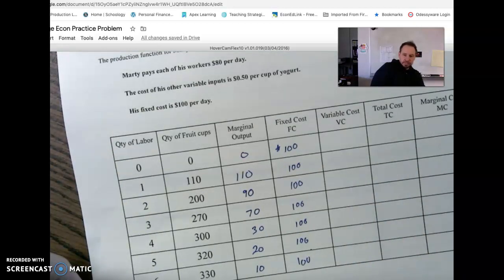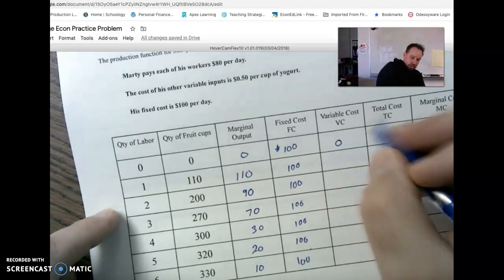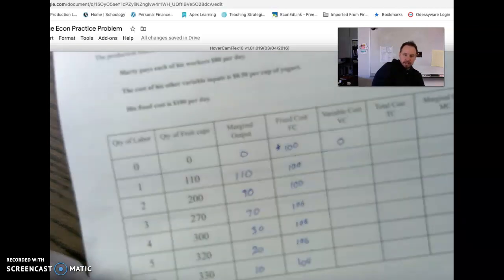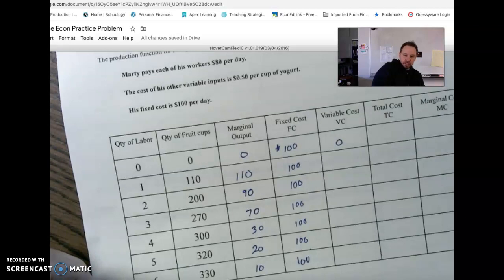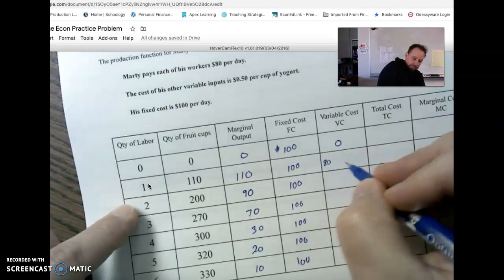So now, the variable cost, total cost, and marginal cost is where we start to get a little bit trickier. Remember, variable costs are the change in costs as you add more units of labor. So here it says his other variable cost, we come up to the top, is 50 cents per unit of cup, plus you got to pay your worker. So here we got one worker.